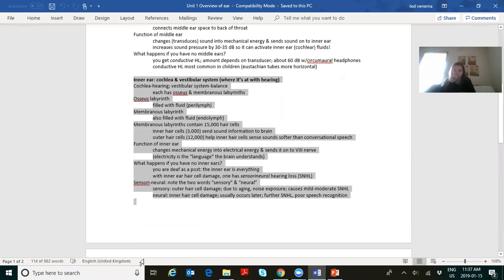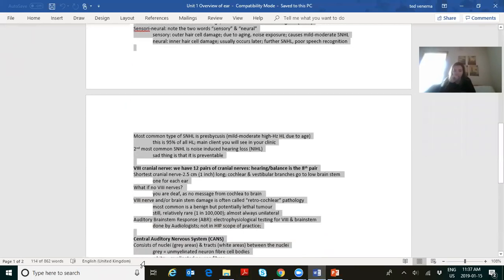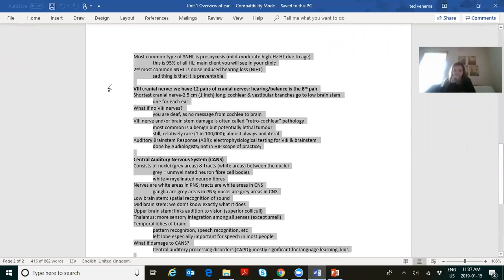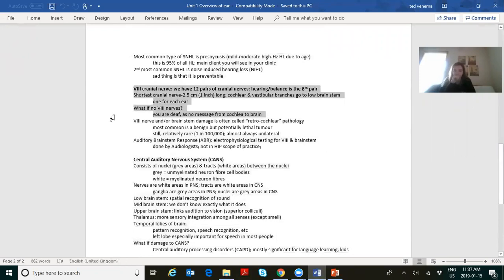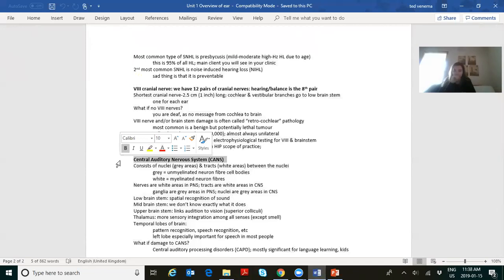And then on page 2, we talk about the 8th cranial nerve, which is the nerve that leads from the inner ear to your brain. And then last of all, we'll talk about what they call the brain of hearing. In other words, the hearing centers in your brain, the central auditory nervous system. And that basically rounds out our area of discussion about the ear.